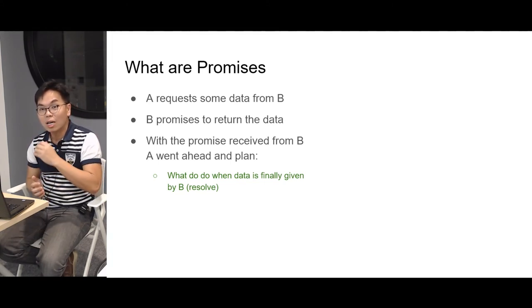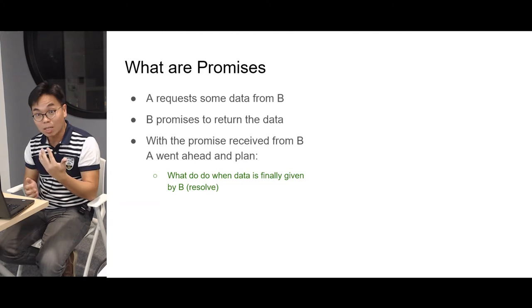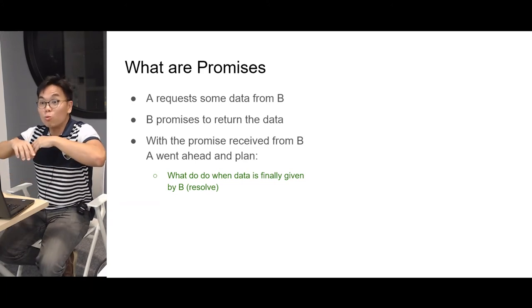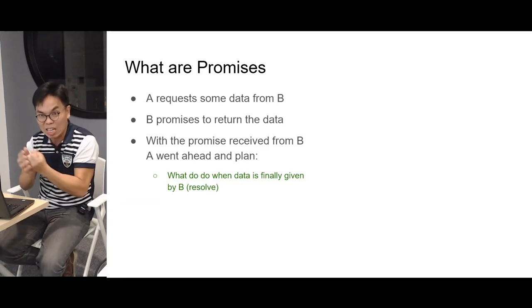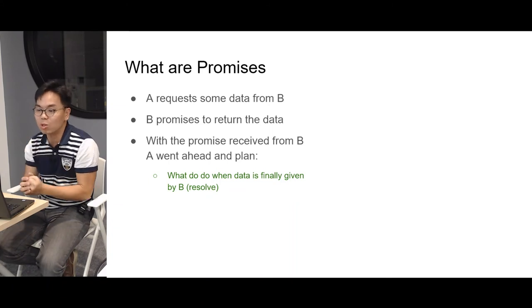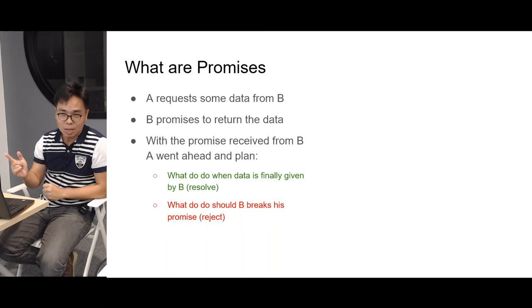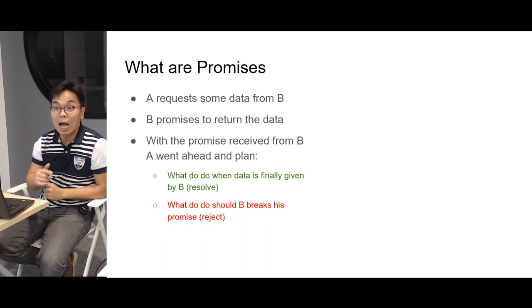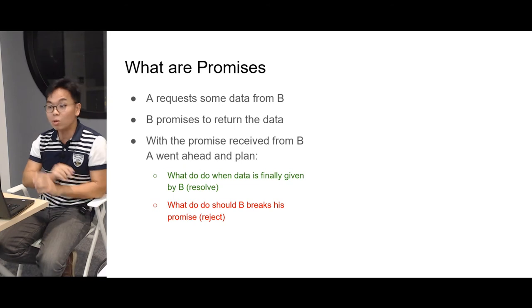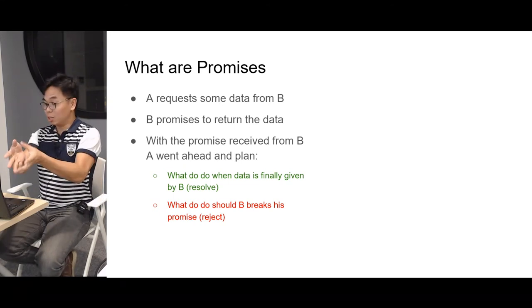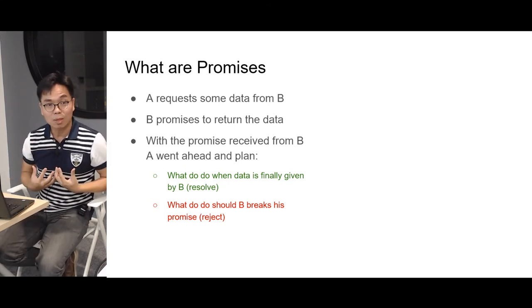Okay. So with the promise received from B, A goes ahead and plans what he would do when the data is finally given to him. When the result, this is the resolve part, that means he managed to resolve the issue. He gets the data already, okay? So he planned what he wants to do when the data is finally given. Or he also maybe doesn't really trust B. Say, what if B defaults and breaks his promise? I will also handle that. Okay, so this is promises, the way I understand it, okay?